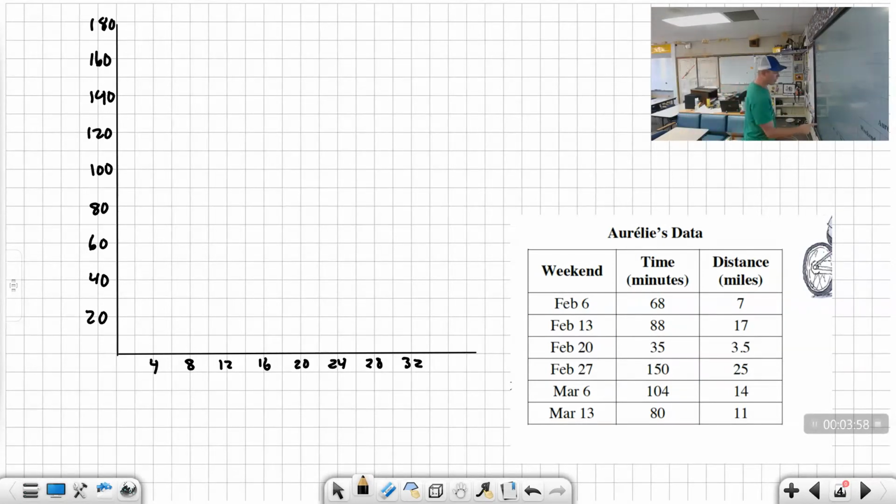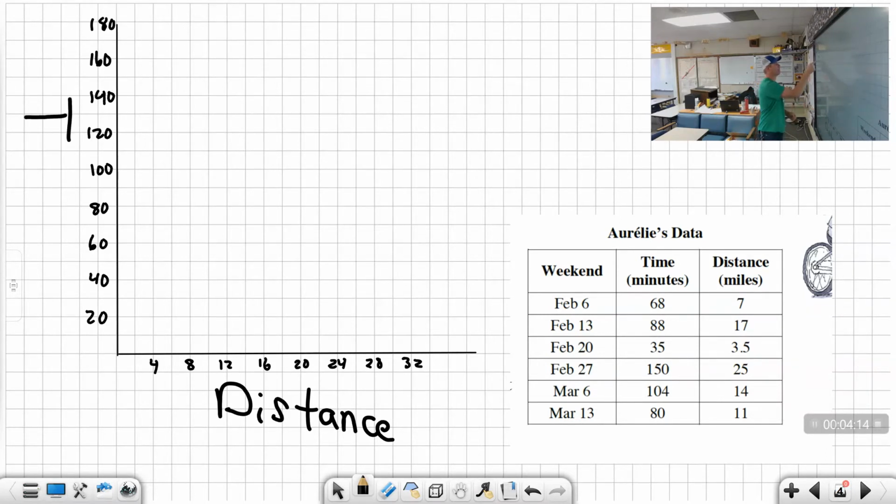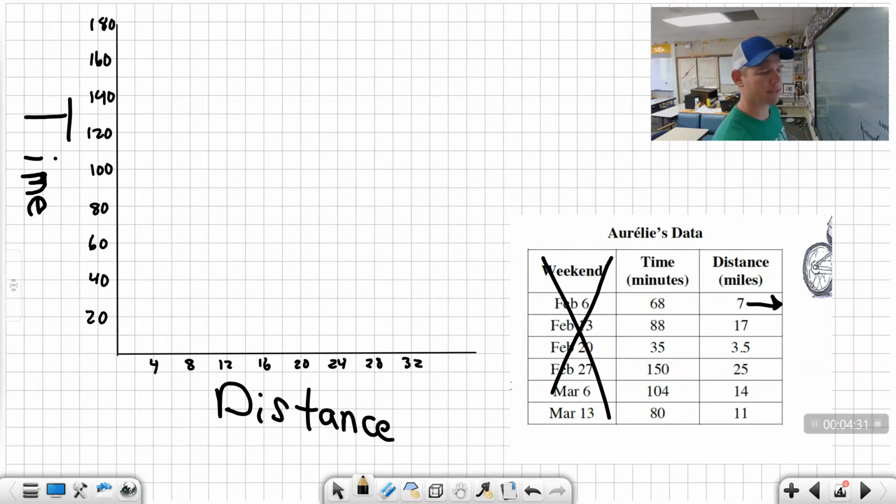So on your scatter plot, I want you to notice that we have distance on the x-axis. Notice on the x-axis I scaled my graph by 2s. And notice on the y-axis I counted by 10s for time. I want you to pause your video now to scale your graph and plot those 7 points. Please remember distance, that's sideways, and time is up. Go ahead, scale and graph.